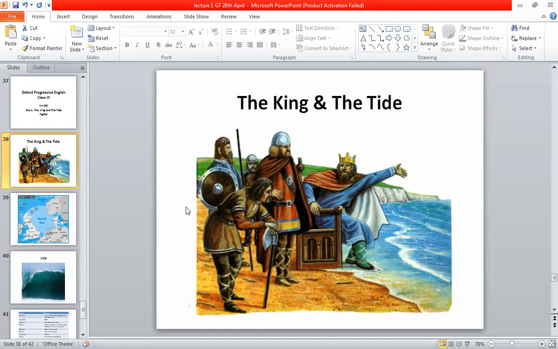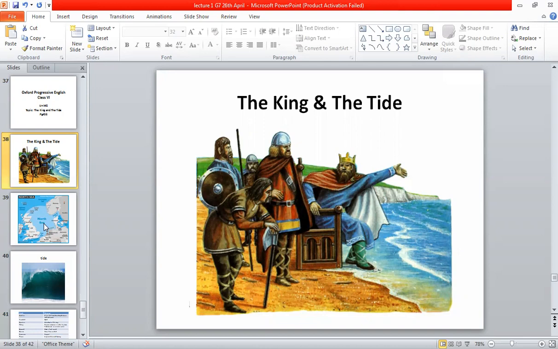1,000 years ago, there was a king of England and Denmark, two countries with coastlines on either side of the North Sea. Their stories were recorded.